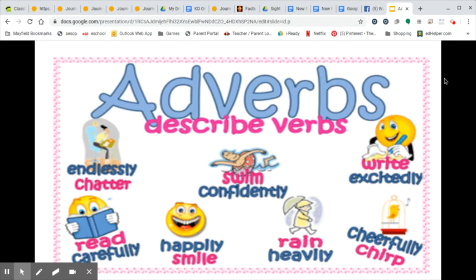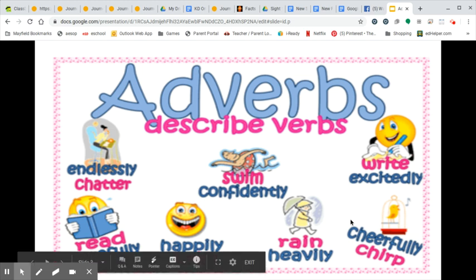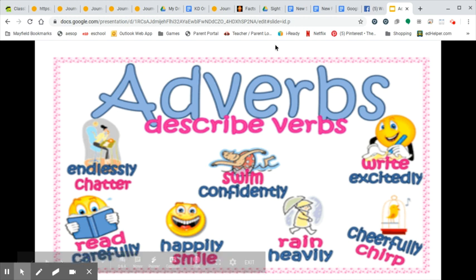So here are some examples of adverbs. Maybe you like to talk a lot, so you would endlessly chatter. You might swim confidently if you feel very confident about your swimming abilities. You're really excited to write, so you might write excitedly. The bird can cheerfully chirp. The rain comes down heavily. We can read carefully so we don't make any mistakes, and you can happily smile. Now, notice that ly is at the end of many of these adverbs, but it doesn't have to end with an ly.